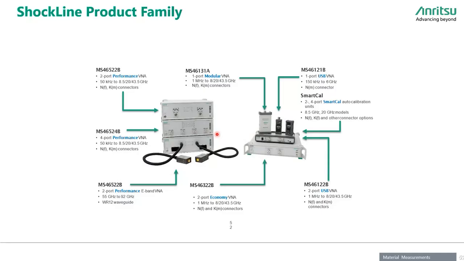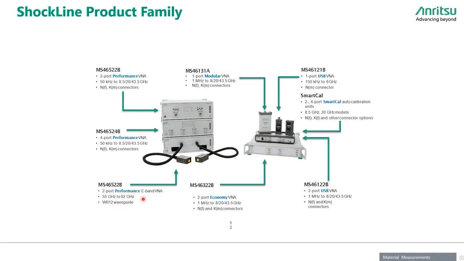We have something called an E-band VNA as well, which works specifically in the E-band, starting from 55 gigahertz to 92 gigahertz. They are useful for users who are specifically designing their components and doing R&D in the E-band segments and not on the lower side. That is connected with the WR12 waveguide as well.